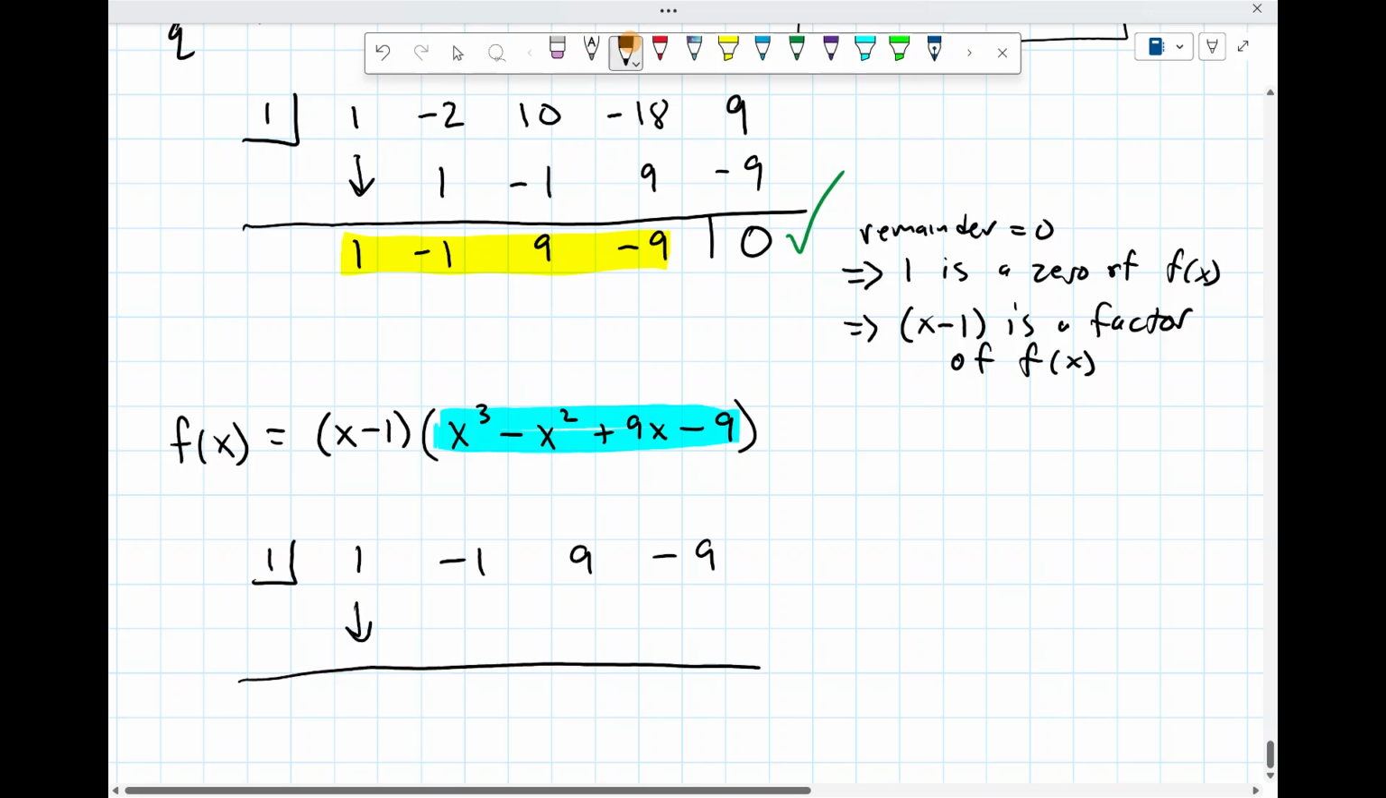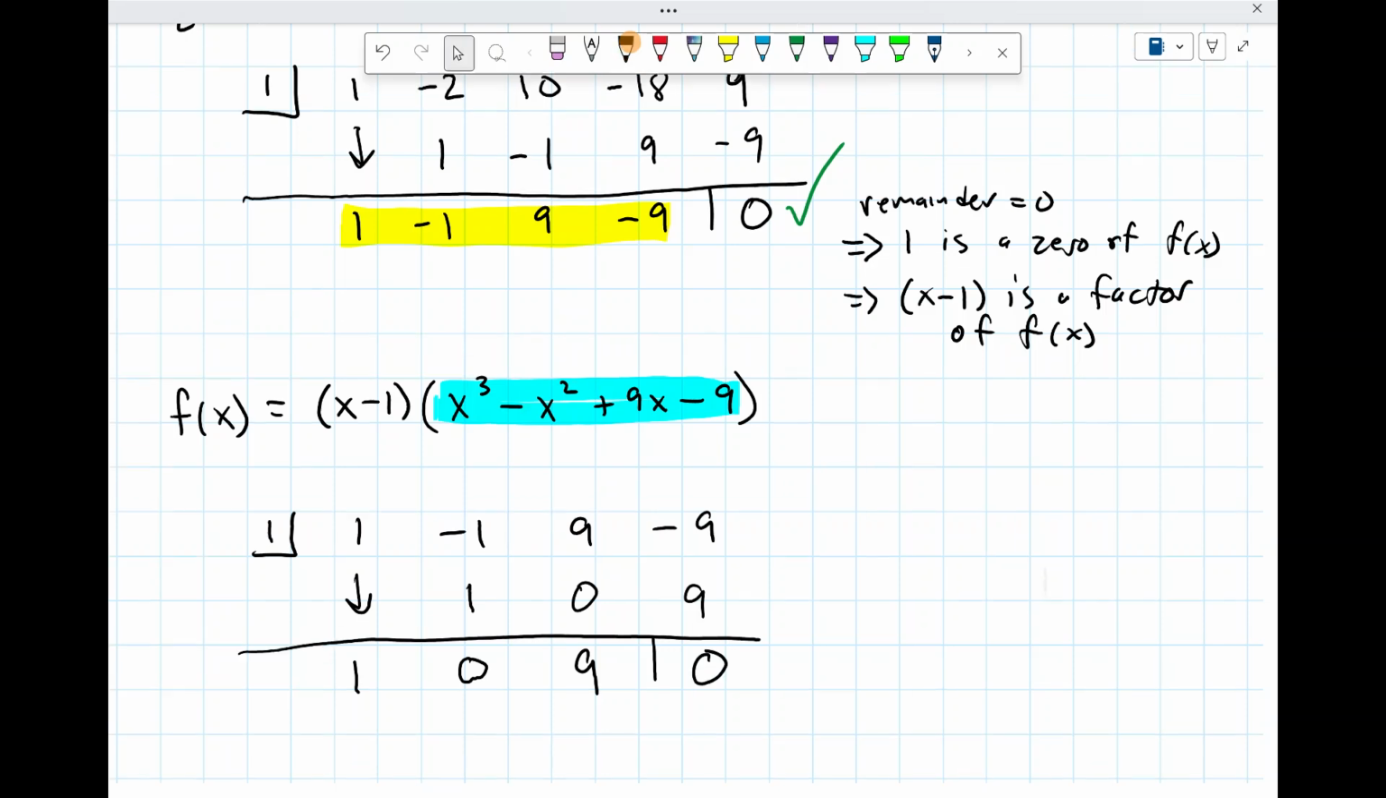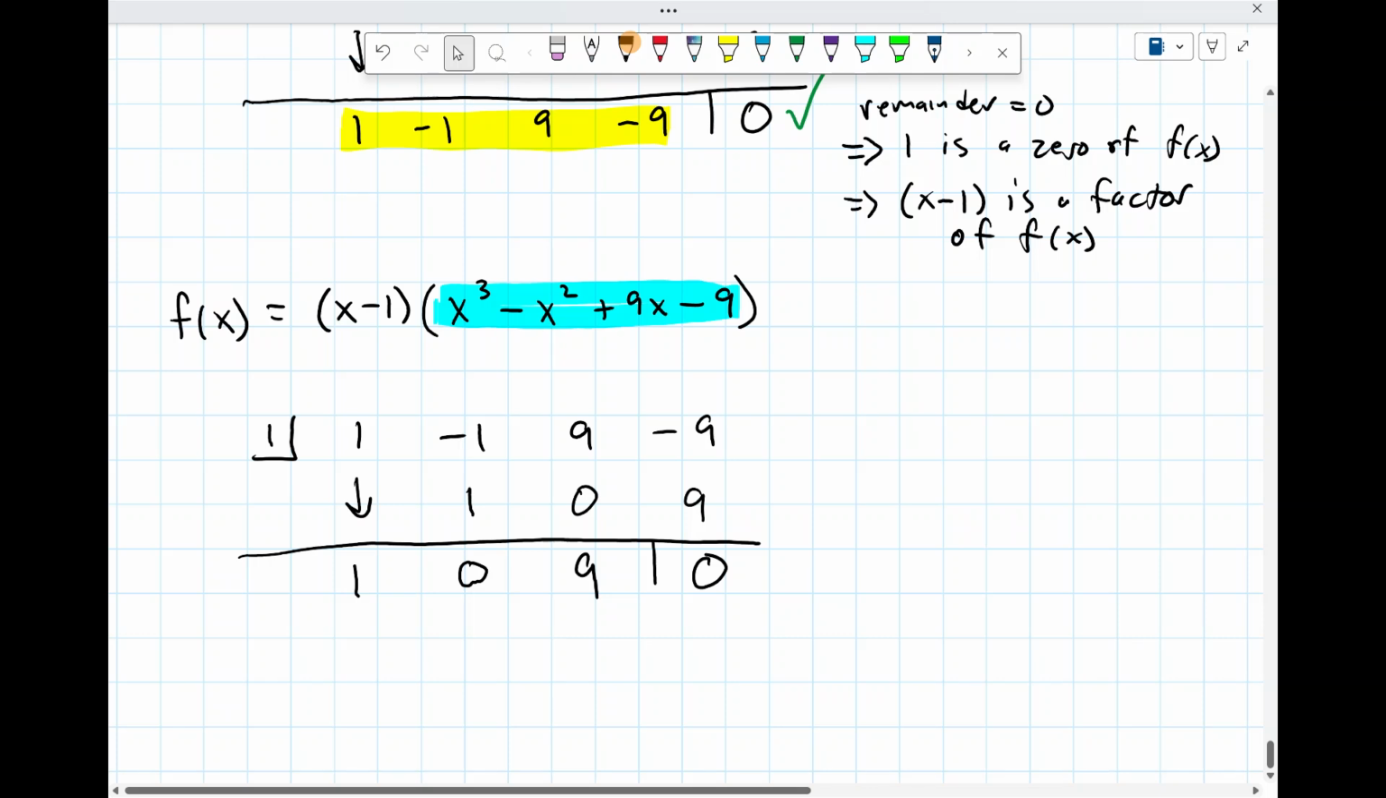And I'm going to use synthetic division, bring down my 1. 1 times 1 is 1. Negative 1 plus 1 is 0. 1 times 0 is 0. 9 plus 0 is 9. 1 times 9 is positive 9, and it's a good thing that I tested this again because this ended up working. Negative 9 plus 9 is 0.